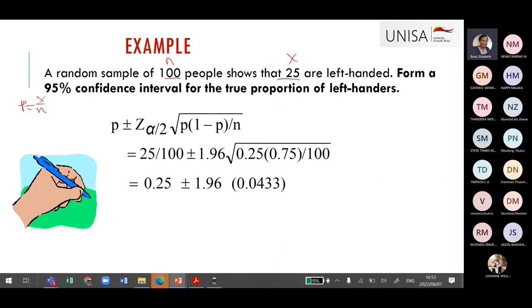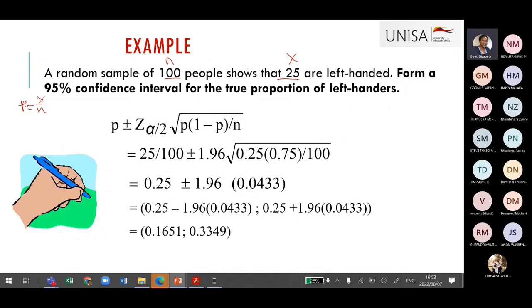So calculating the standard error, we find 0.04433, times 1.96, and expanding it into the formula and finding the confidence interval, we find that the true proportion of left-handers is between 0.1651 and 0.3349.